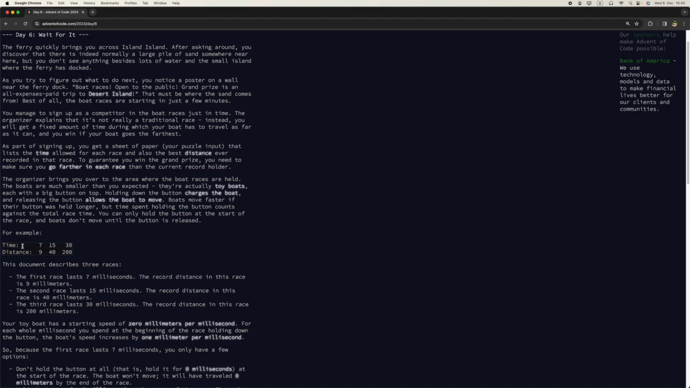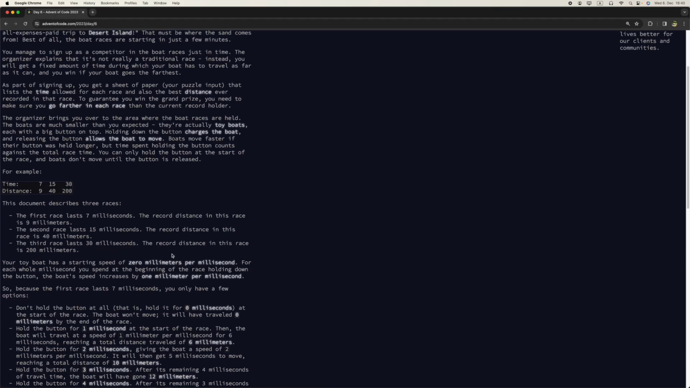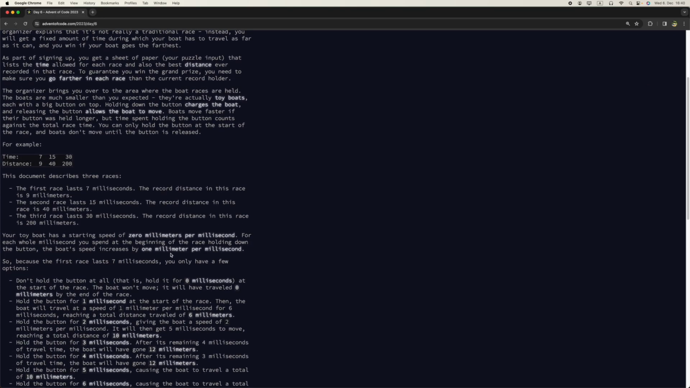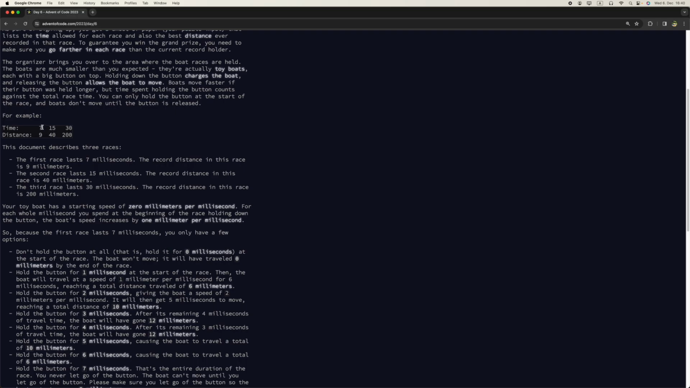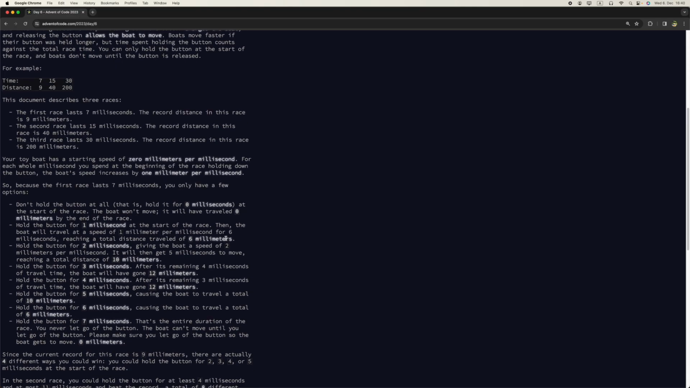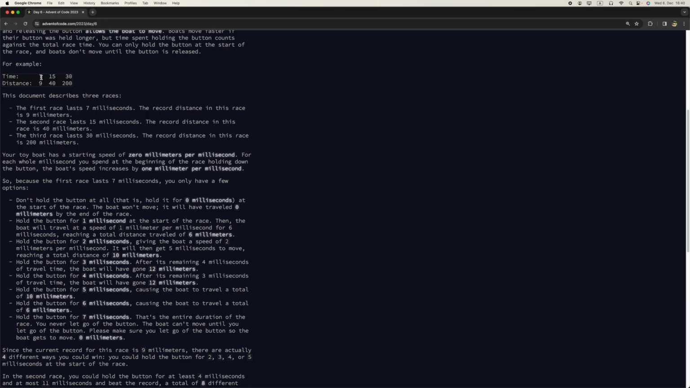So essentially a time and distance value, and for a given time value there could be multiple distance values depending upon the statement here. For example, the time value of 7 can have distance values of 6, 10, 12, 12, 10, 6, and zeros as well.